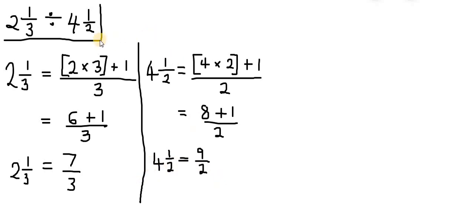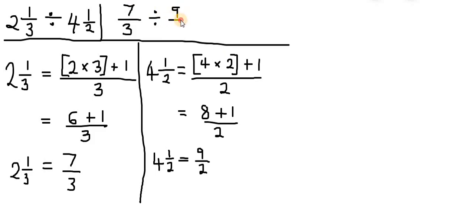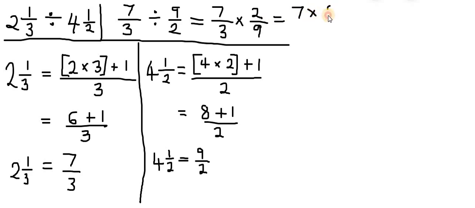Now that's what we use for our solution. 7 over 3 divided by 9 over 2. Once we have that, we go through the process of division of fractions. So 7 over 3, change the sign to a multiplication, flip the second fraction. Now, top number times top number, 7 times 2. Bottom number times bottom number, 3 times 9.